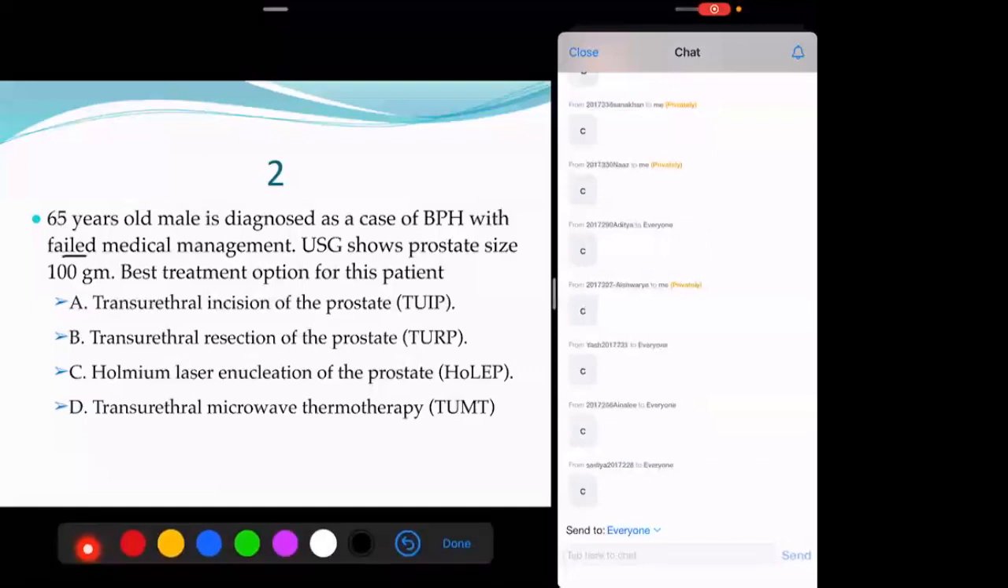Failed medical management means a surgical option is there. Size is 100 gram, it is more than 80, right? Whenever there is more than 80, you have two options. Either go for holmium laser therapy or any laser therapy, or open surgery. Here the option is holmium laser enucleation.